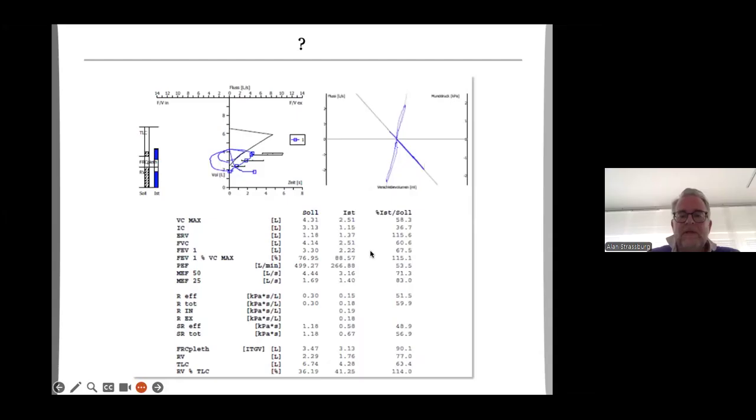Well, another example, again, the Tiffeneau quotient is above 70%. The total lung capacity is down to 63%. The vital capacity is at 58%. And this is, again, a mild restrictive ventilation disorder.